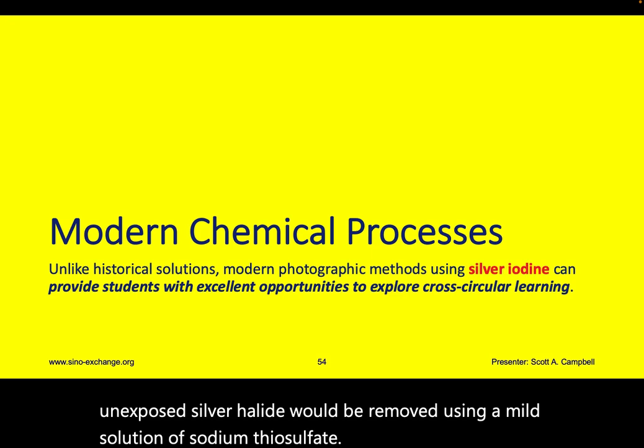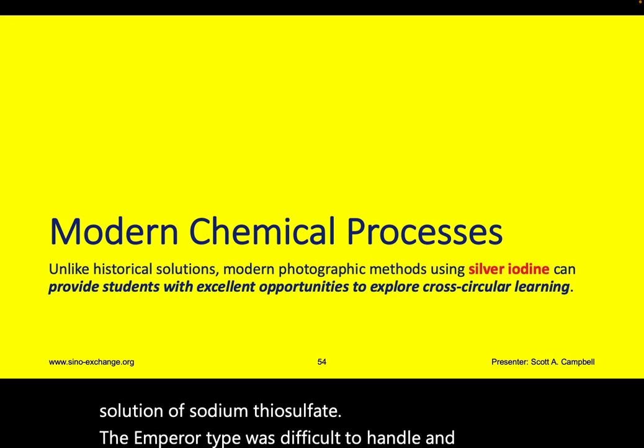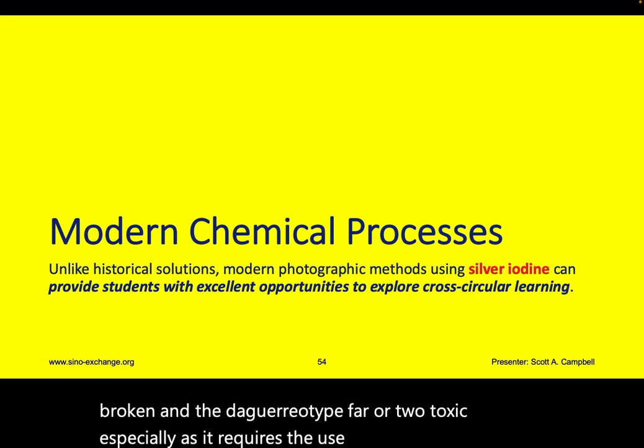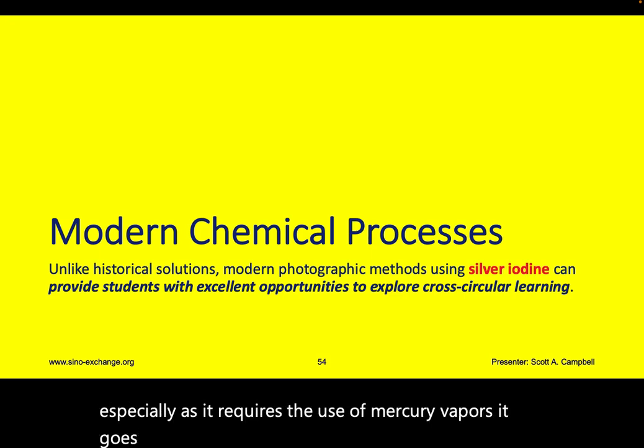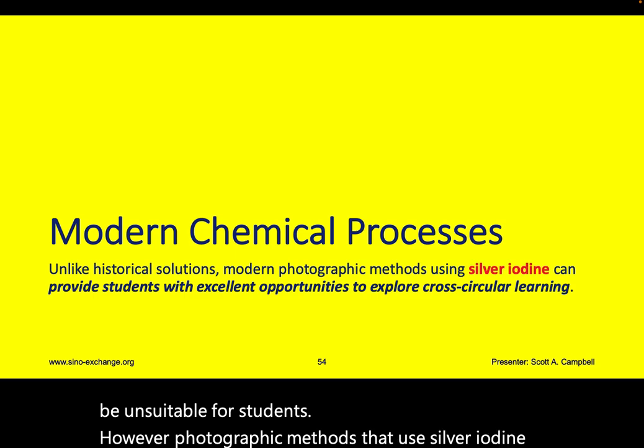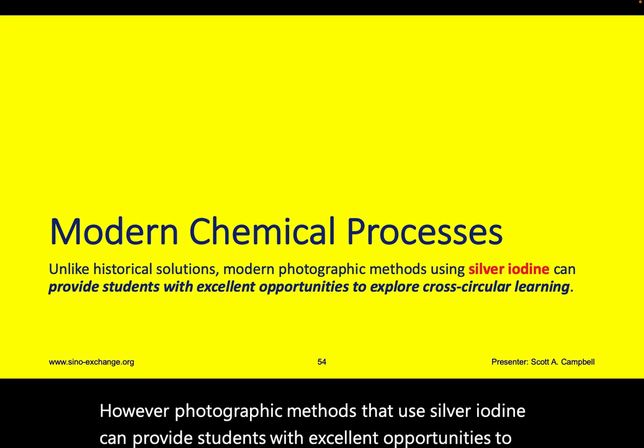While the ambrotype was difficult to handle and easily broken, and the daguerreotype far too toxic, especially as it requires the use of mercury vapors, it goes without saying that both of these methods would be unsuitable for students. However, photographic methods that use silver iodine can provide students with excellent opportunities to explore cross-curricular learning opportunities.